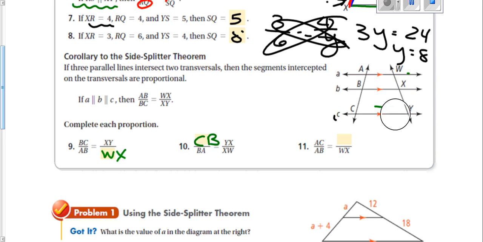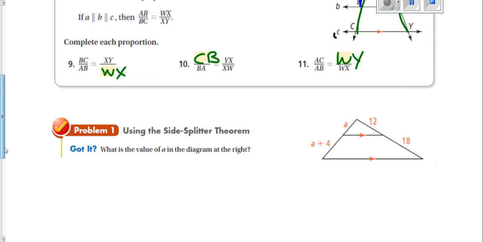Let me erase things. All right, last one, AC. So this one's new. AC is the entire thing, so that's okay. We can say the whole to parts. So AC is to AB, the little chunk, as something is to WX, the little chunk. All right, so what's going to be compatible with the AC? It's going to be the whole line, the WY. All right, so I'm either comparing parts to parts or parts to whole. Okay, so let's actually use this to solve some problems.